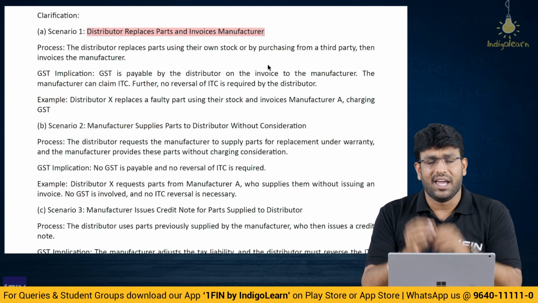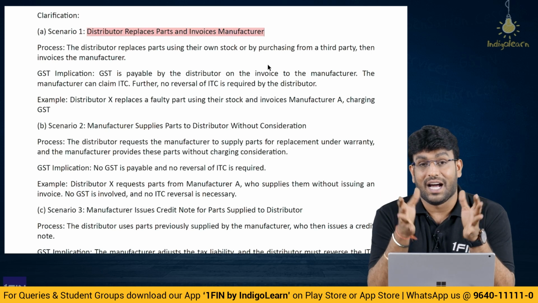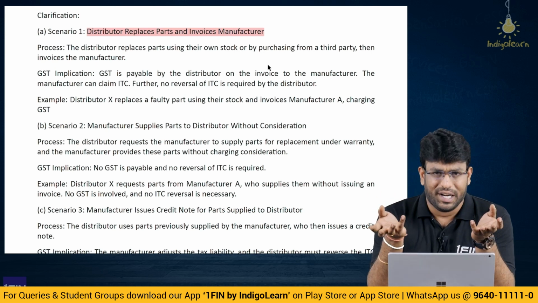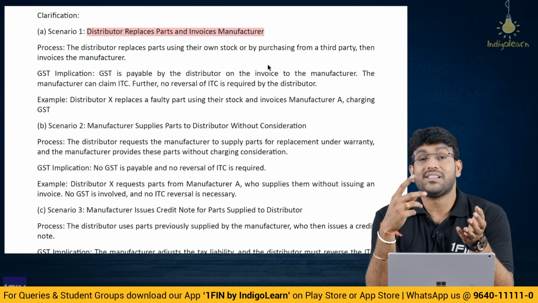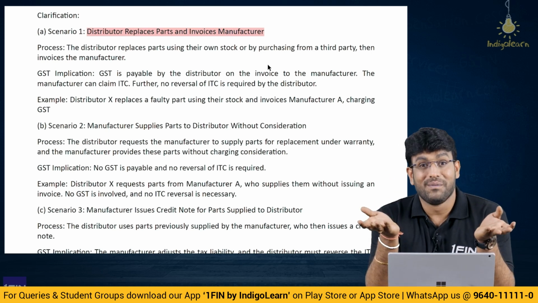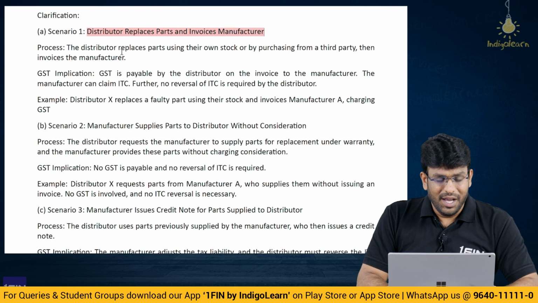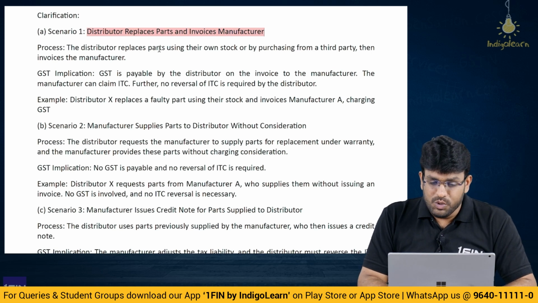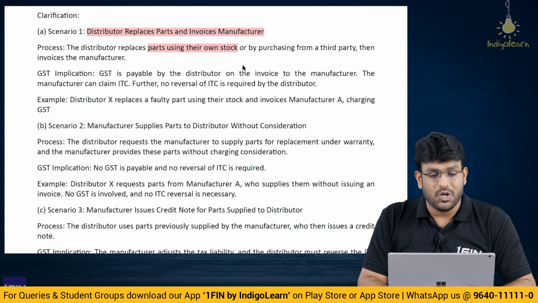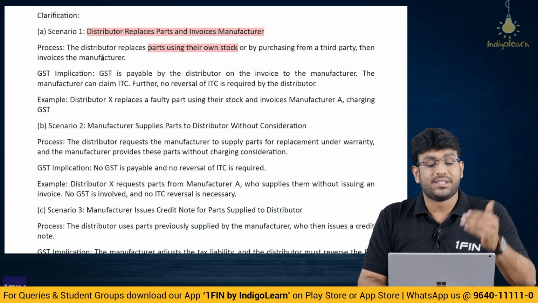For example, let's say there is a Tata company. There is a Tata dealer who is replacing a part of a Tata vehicle under extended warranty. And this dealer will raise an invoice for that to the Tata manufacturer. Possible, right? Very much. Process: distributor replaces parts using their own stock. That means already there is a stock with them. Using that stock, they are replacing the part, or by purchasing from a third party. Then they are invoicing the manufacturer.